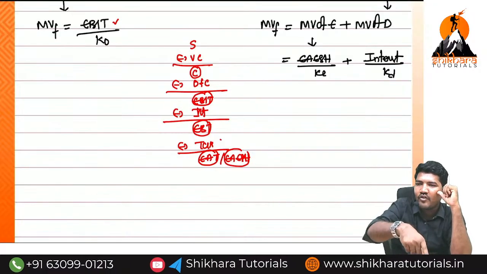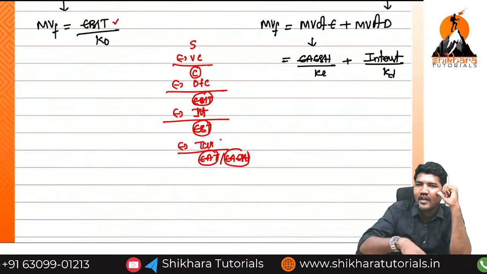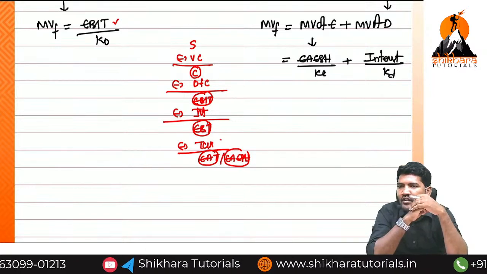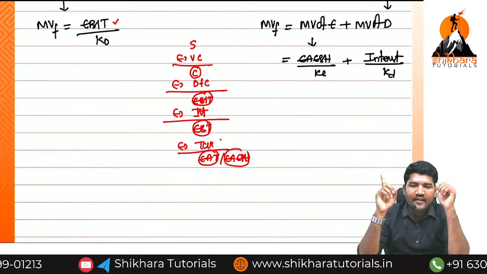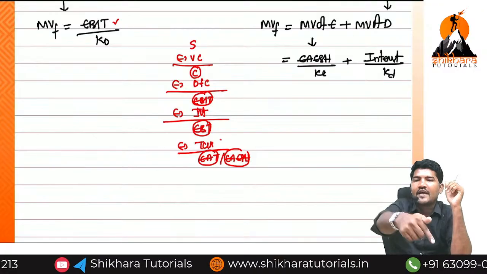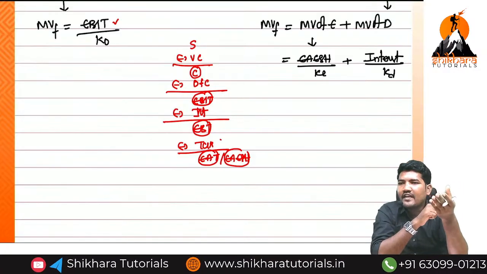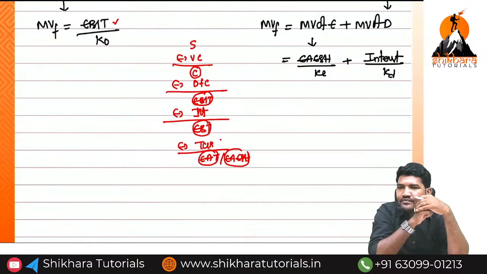KO is because of the total organization, sir. Here I am talking about only the equity portion. EBAT is from the total point of view. Here I am talking about the equity segment. That's why equity profit is EAESH.